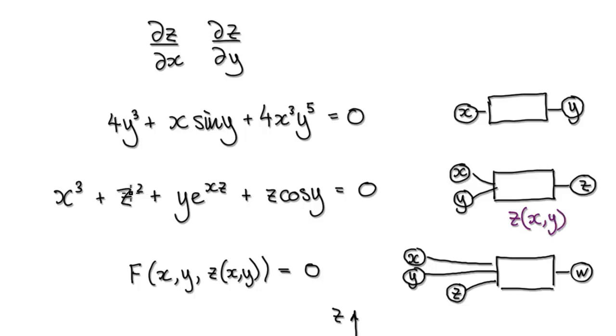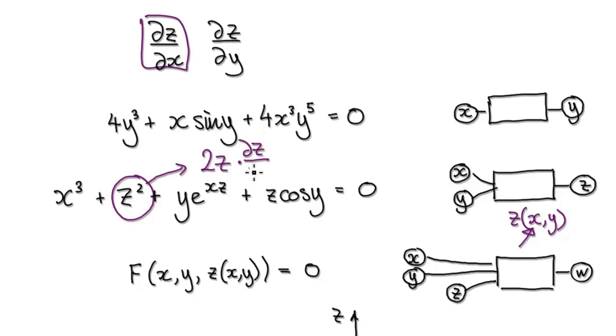When you come to differentiate this, you differentiate z as normal, so that would be 2z. But because z is a function of x, if you're trying to find this thing here, you would need to multiply by the partial derivative of z with respect to x. I will elaborate more on this in the next video. Don't worry about this for the time being.